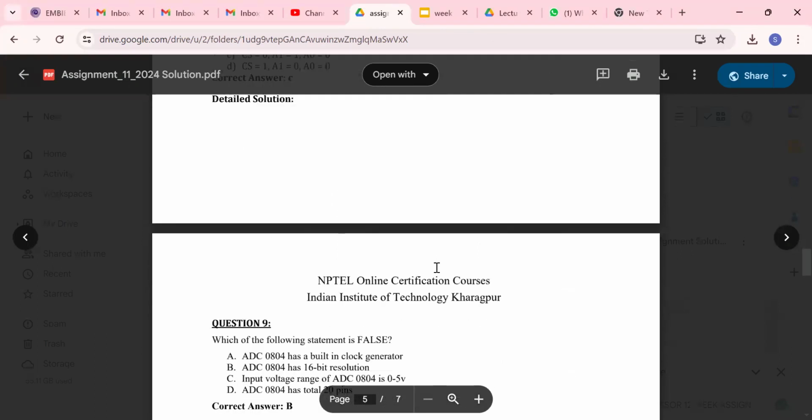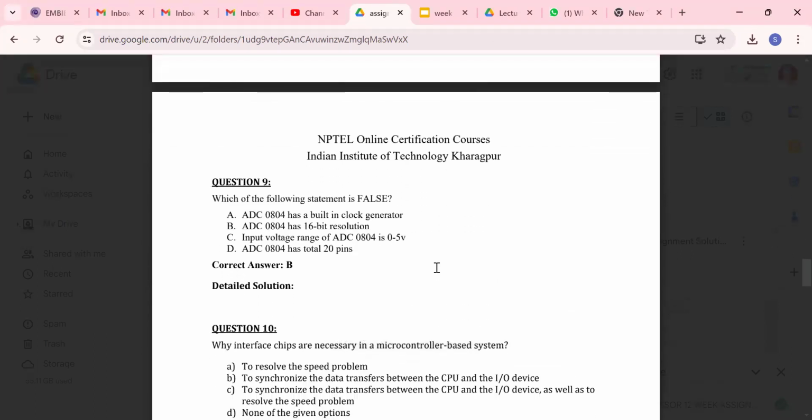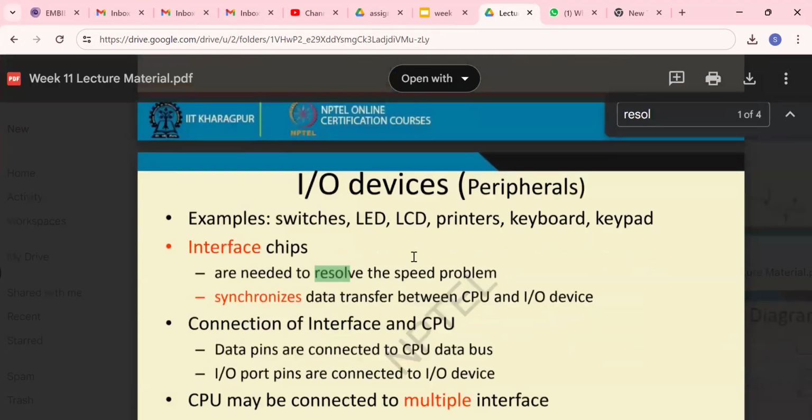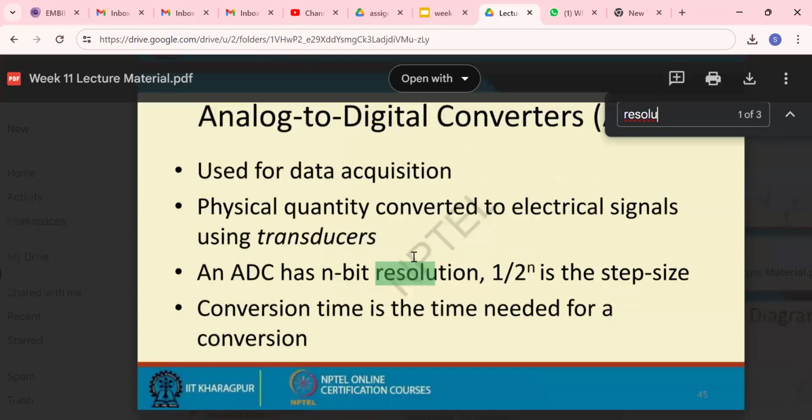Okay. Which of the following statements is false? Actually, ADC is 16-bit resolution. That is false. So it has an inbuilt clock generator, the input voltage ranges from 0 to 5 volts, and it has 20 pins. So I think the resolution, 1 by 2 power n is the step size. Okay. For N-bit resolution, 1 by 2 power n.